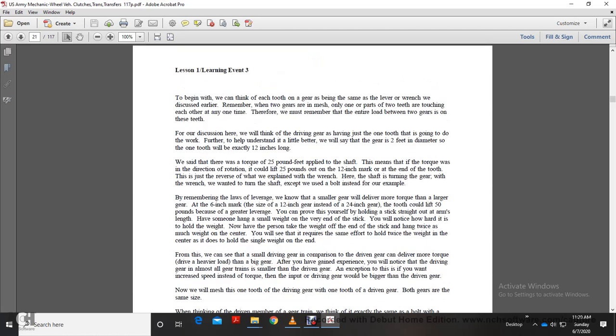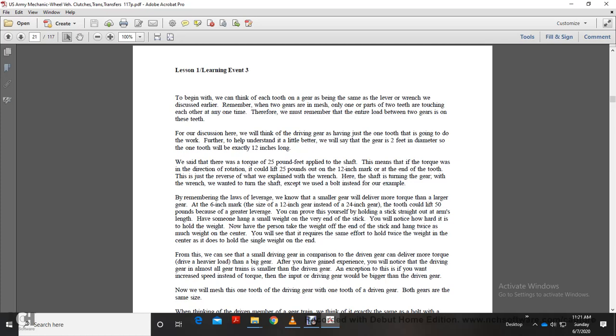To begin, we can think of each tooth of the gear as being the same as the lever of the wrench we discussed earlier. Remember, when two gears are in mesh, only one part of the two teeth is touching each other at any one time. Therefore, remember the entire load between the two gears is carried by the teeth. We will think of the driving gear as having just one tooth that is going to do the work.